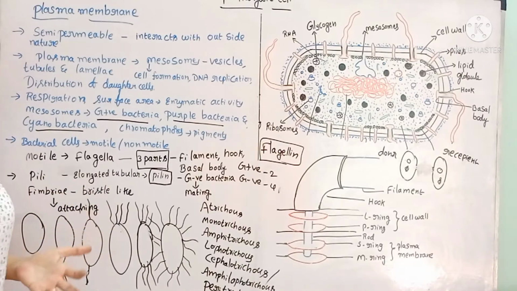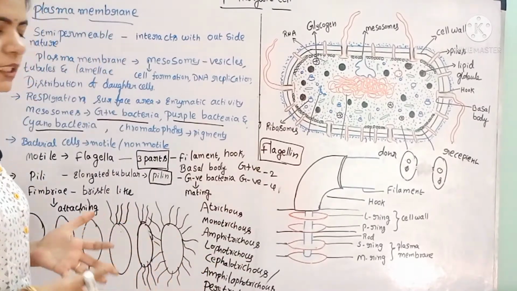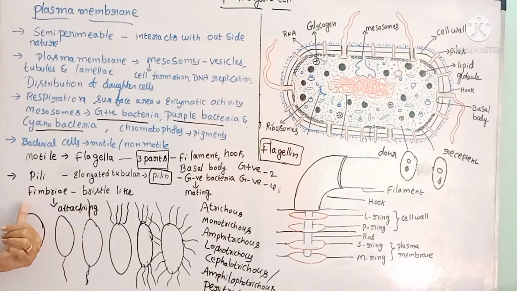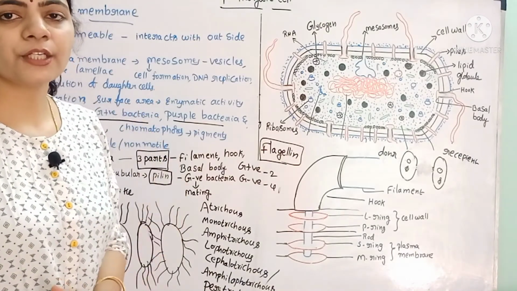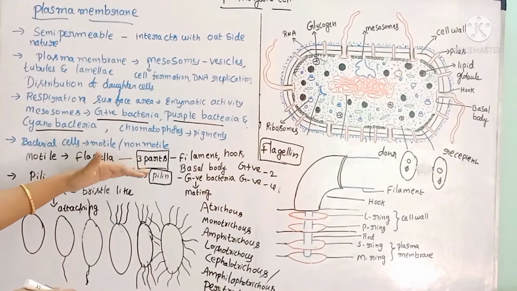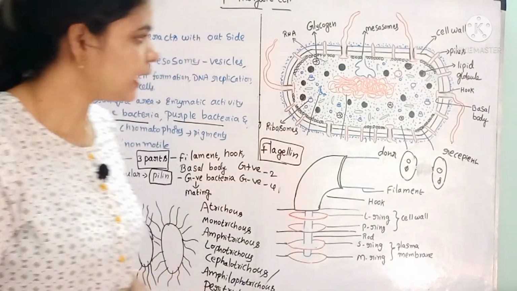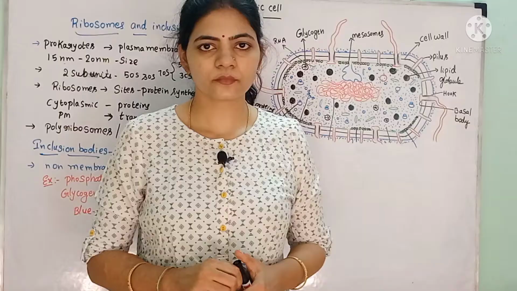Here, when the bacteria are present in streams or in water, they have to attach to stones or any other substratum. For that attachment, these fimbria are helpful. Not only that, when the bacteria are present in the host body, these fimbria will be useful for attaching to the host tissues. This is about the functions of the flagella, pili and fimbria. So this we have completed, and in the next video we are going to study about the ribosomes.